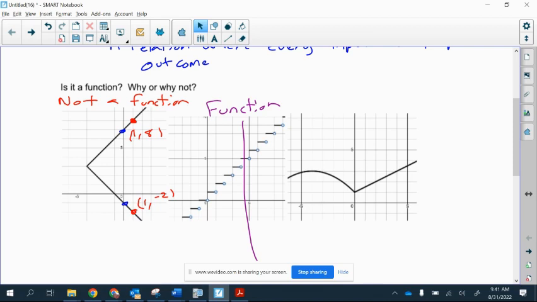Right here in the third image, we have a piecewise function, so it changes patterns partway through. But this is still a function. And it is a function once again because every single input only has one outcome, as opposed to the sideways absolute value graph in the first picture that has 2 outcomes for one specific input.